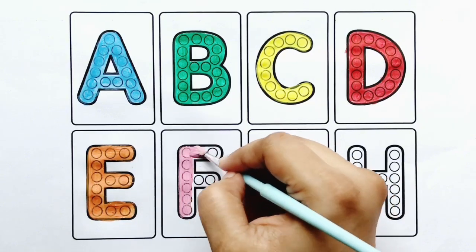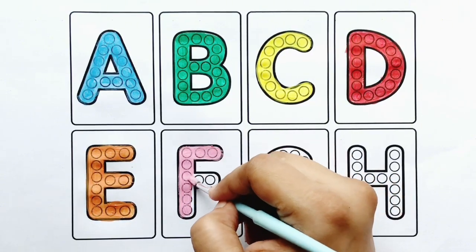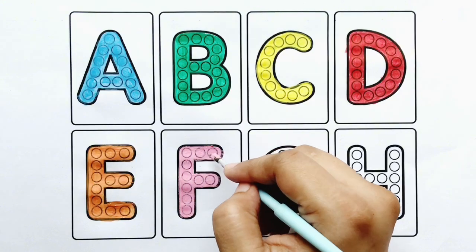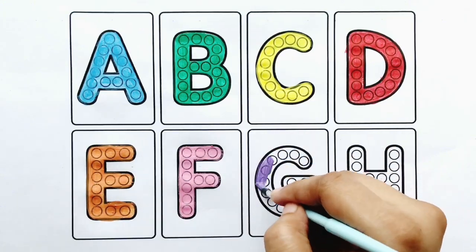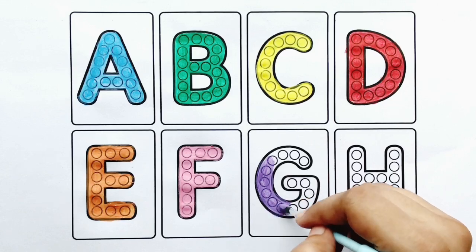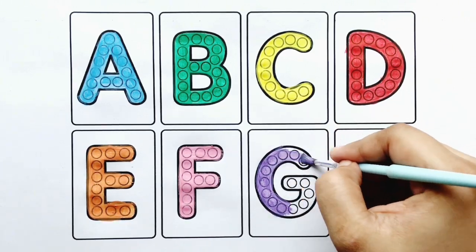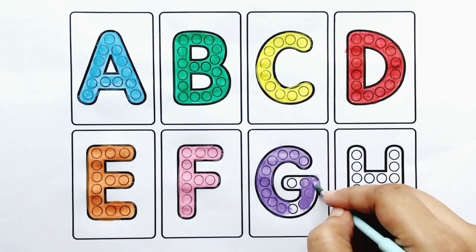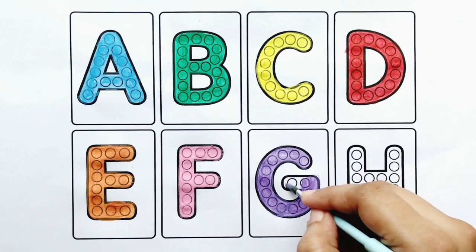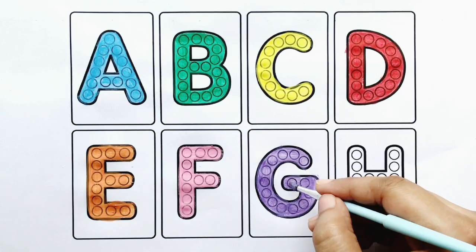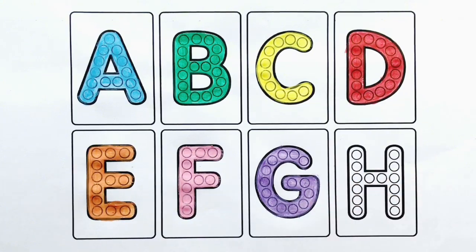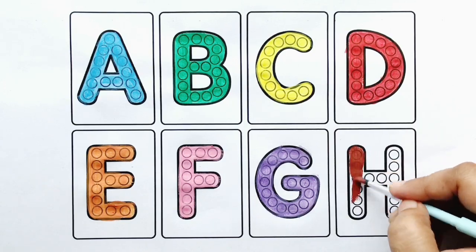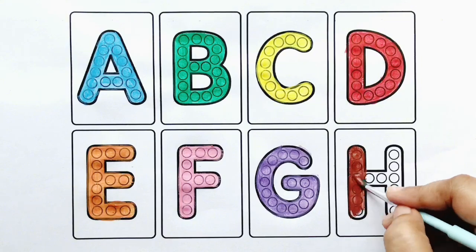Light pink color, F, F for fish. Purple color, capital letter G, G for grass. Brown color, H, H for horse.